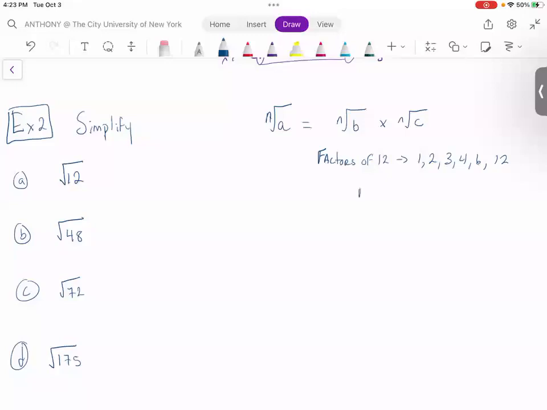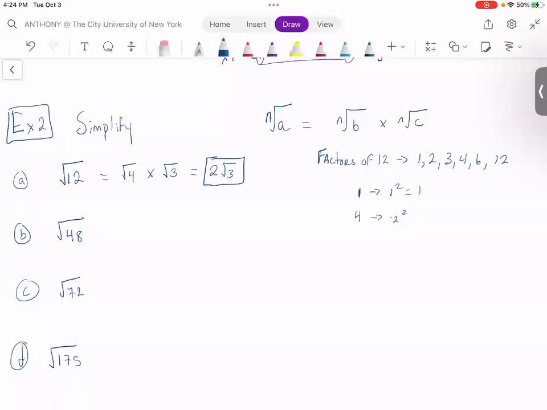So 1 is a perfect square because 1 squared is equal to 1. 4 is a perfect square because what number squared gives you 4? Will, what number squared gives you 4? 2. 2 squared gives you 4, right? So the square root of 12 can be broken down as the square root of 4 times some other square root number. 4 times what gives you 12? 3. So you break this down as the square root of 4 and the square root of 3. The square root of 4 we know is 2. The square root of 3, however, cannot be broken down any further because 3 is not a perfect square.